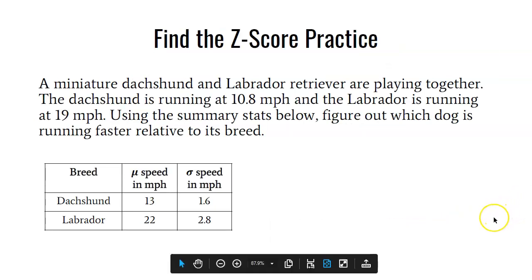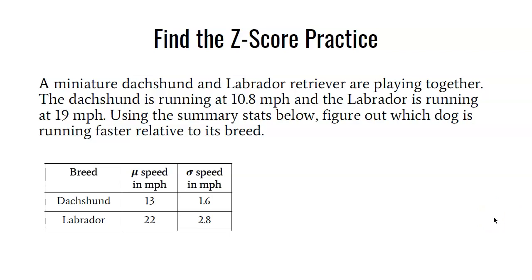All right, so now it's your turn. A miniature dachshund and Labrador retriever are playing together. The dachshund is running at 10.8 miles per hour and the Labrador is running at 19 miles per hour. Using the summary stats below, figure out which dog is running faster relative to its breed. So pause here and go through those steps, please.